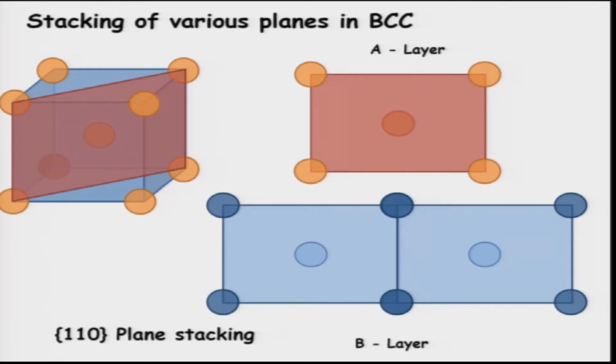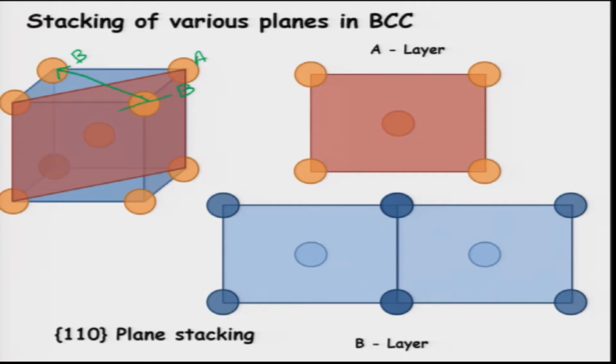Now, we are looking from this direction, the normal to this 110 plane. So, basically what we are looking at is in this direction. This is the A layer, this is what we have called the B layer, and is a third layer possible? No, this is also a B layer. So, there are only two possible layers, A and B.